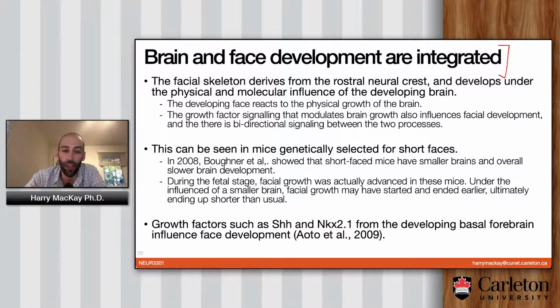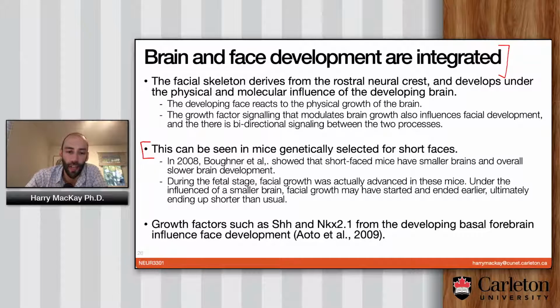So there's bidirectional signaling between the processes. And people have looked at this also in mice. There was a study back in 2008 where they selected mice for short faces. You can selectively breed mice to have shorter and shorter faces, a more neotenous appearance, really. And what the authors, Bogner et al., found was that short-faced mice also have smaller brains and overall slower brain development.